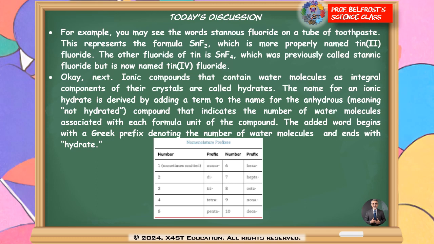Next. Ionic compounds that contain water molecules as integral components of their crystals are called hydrates. The name for an ionic hydrate is derived by adding a term to the name for the anhydrous, or non-hydrated, compound that indicates the number of water molecules associated with each formula unit of the compound. We just need to add a Greek prefix, for example mono, di, tri, tetra, penta, hexa, hepta, octa, nona, deca. Very easy, actually.